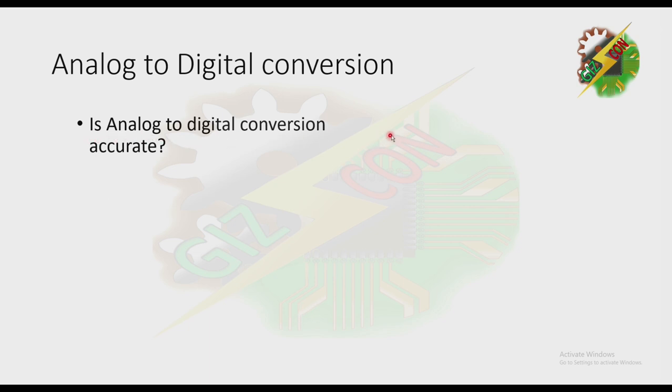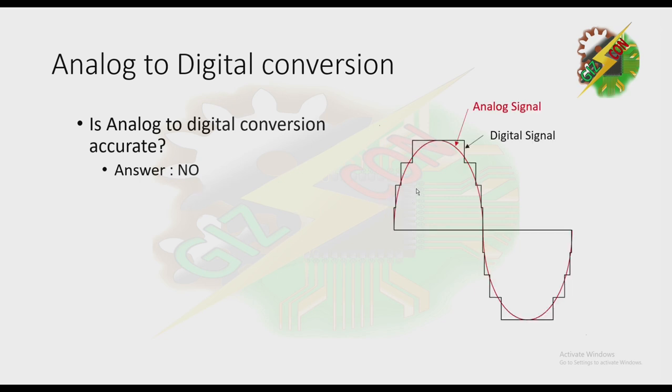And we have a question here. Is analog to digital conversion accurate? The answer is no. Why? As you can see here, this is an analog signal, and this one is the digital signal. Sometimes the digital signal is not equivalent to the analog signal. There is an inaccuracy, and because of that, the analog to digital conversion is not accurate. But we need to convert it to make the work faster.